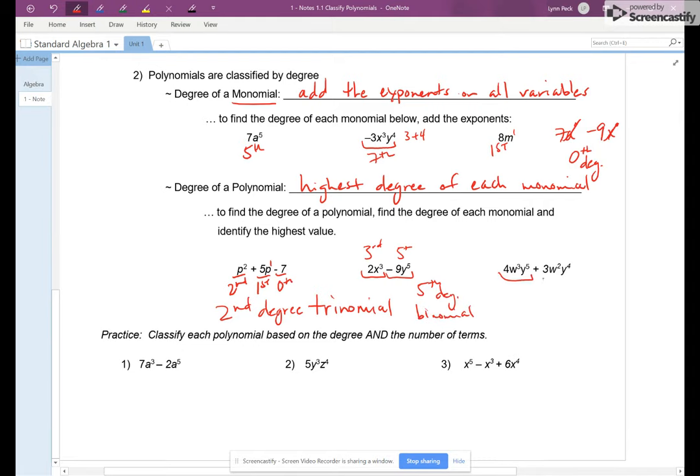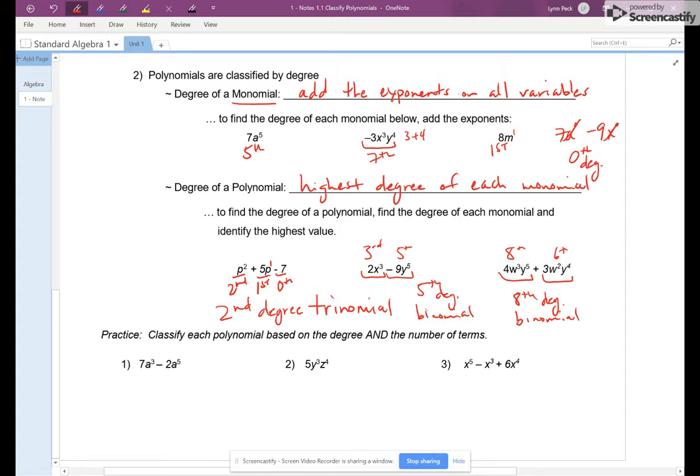Here, again, we have 2 terms. Doesn't matter how many letters are involved. 4w cubed y to the 5th is all one term, all one big product. 3 plus 5 gives me an 8th degree term. 2 plus 4 on this one gives me a 6th degree term. So the 8th wins. This is an 8th degree, still 2 terms, binomial.